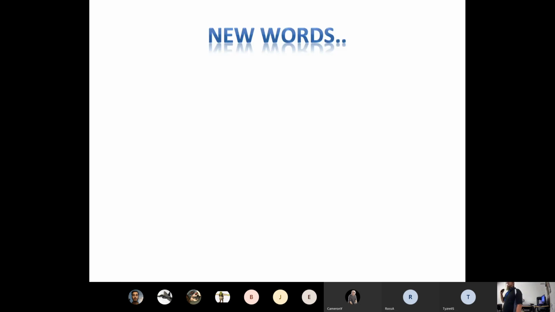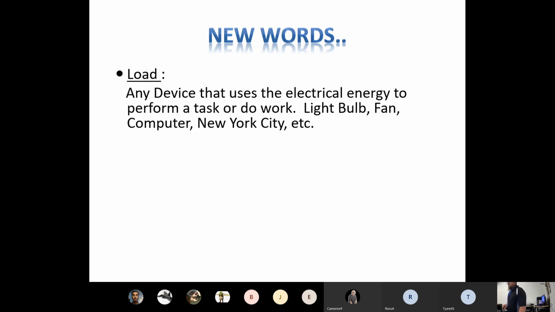All right, moving forward, new words. Got some more definitions to write down. Load. Load is any device that uses electrical energy to perform a task. So basically anything that needs a battery or a plug. Anything that's using electricity, that's what we call a load. Most of the time it's represented as a light bulb in most electronics, but it can be pretty much anything, any device that uses electric current.